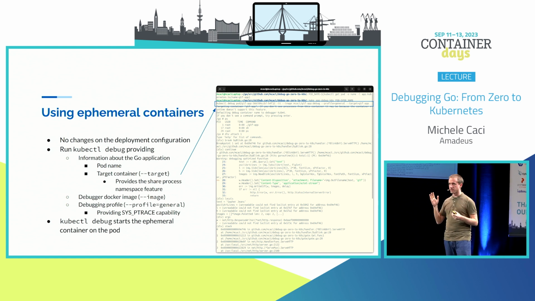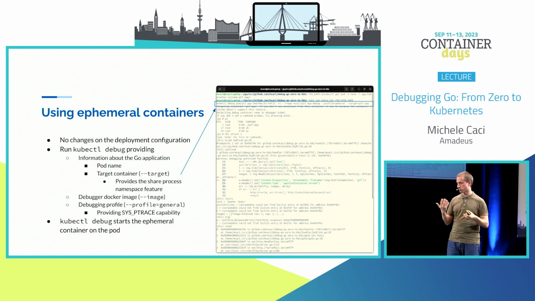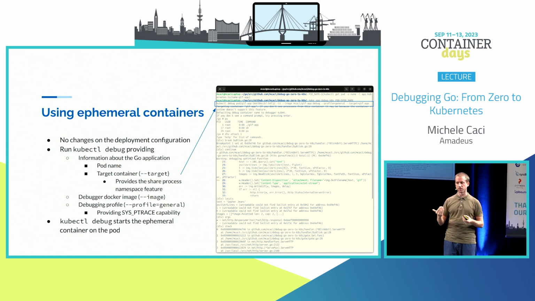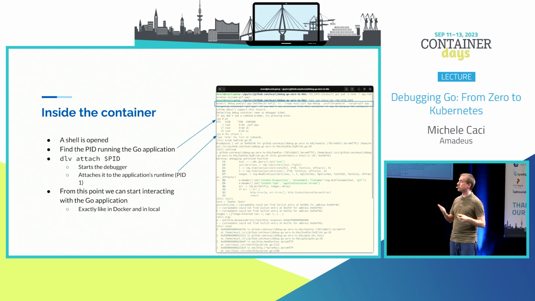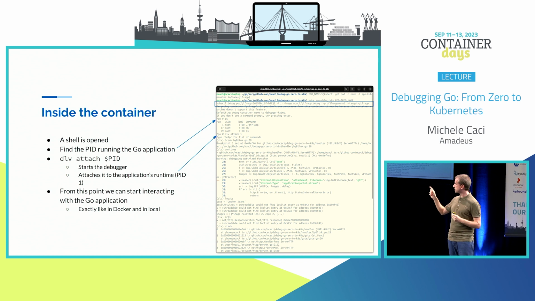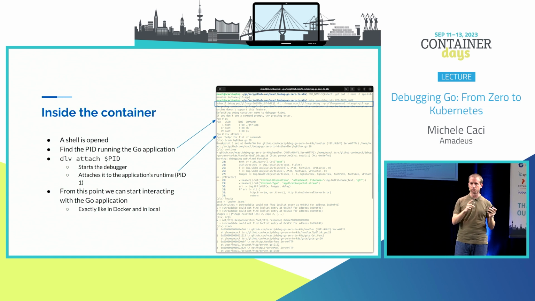And we need to provide the debugging profile, which is the one that gives the possibility to the debugger to debug the application. So the SYS_PTRACE capability that we have seen in Docker. And this we do by adding a profile flag with value general. Now, once we have done this, kubectl debug starts the ephemeral container for us. And since it's the same container, it will open a shell for us. And we are back to Docker, where we can look for the process running the Go application, because thanks to the target flag that we added, we can see the processes of the application. We can run dlv attach on the process ID of the application, because we have given the profile general in the kubectl debug command. And that's it.